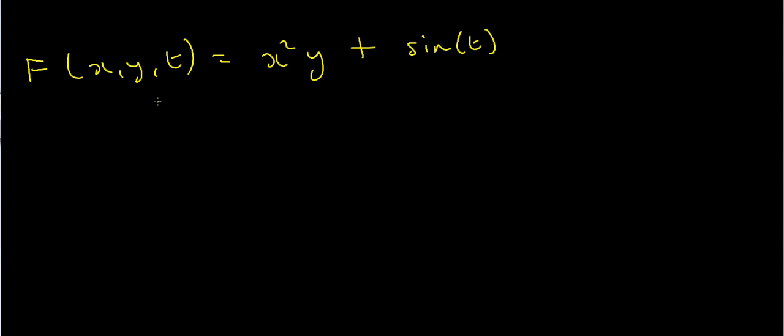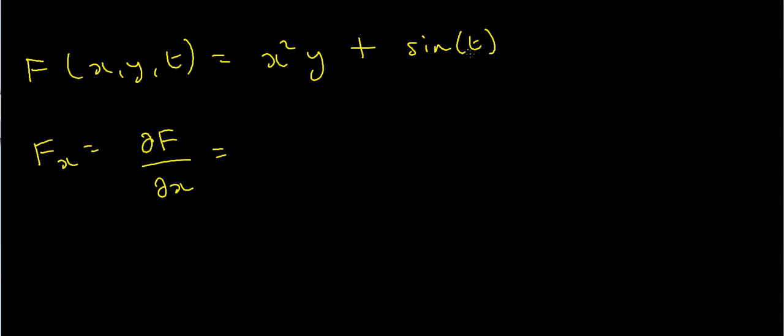Let's look at f of x, y, and t. So now f is a function depending on three variables, x, y, and t, and f is equal to x squared y plus sine t. Let's first try to find the partial derivative of f with respect to x. Well, what is f sub x? Or if you like, the partial of f with respect to x.